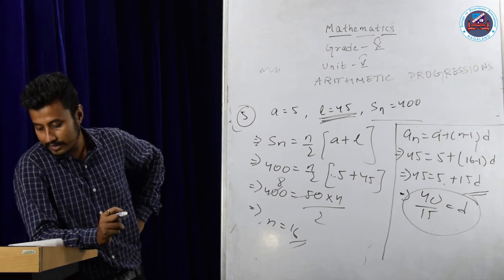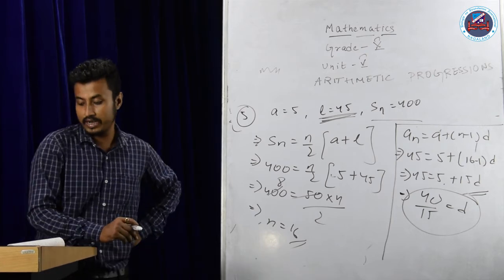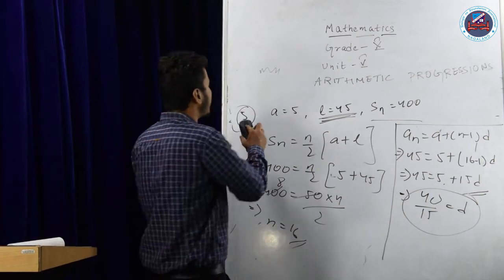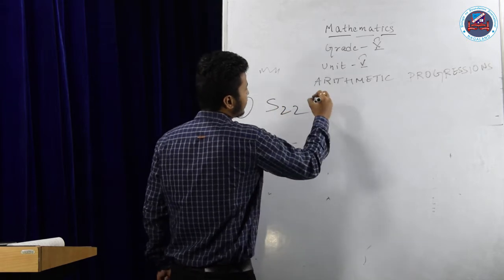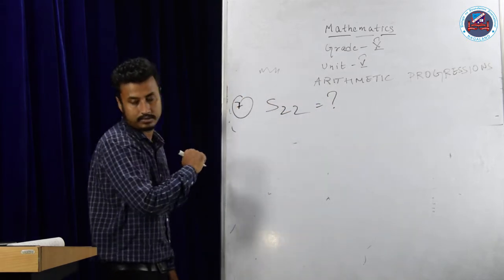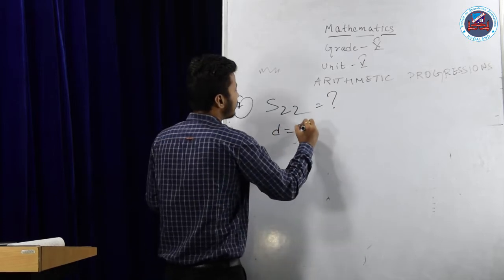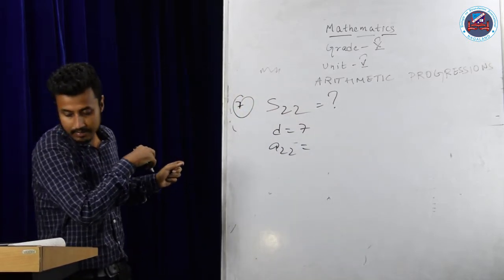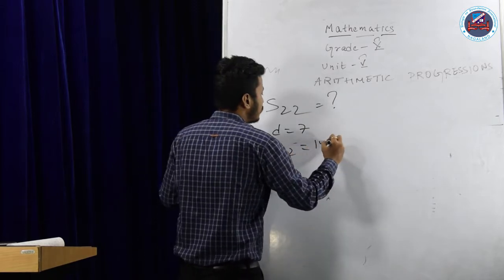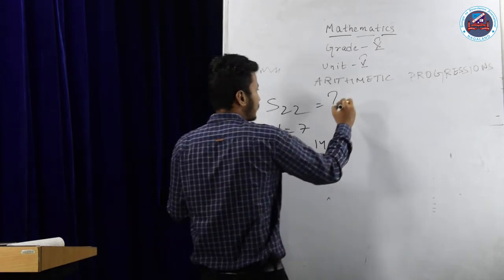Let's proceed to question number 7. Find the sum of first 22 terms in which d is 7 and the 22nd term is 149. Okay, let's proceed with this question. Question number 7. You have to find out the sum of first 22 terms. S22 nikalna hai bas. Okay? In which common difference is given 7 and the 22nd term is given 149. Do data hai. Is do data se S22 nikalna hai. How will I do it? Let's proceed, guys.